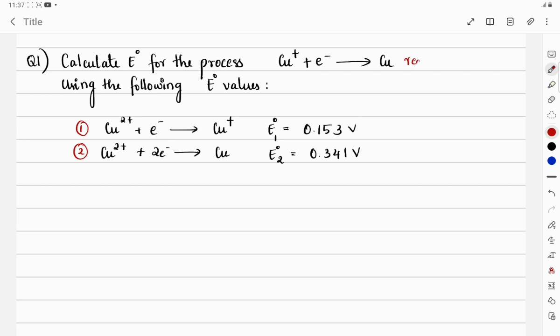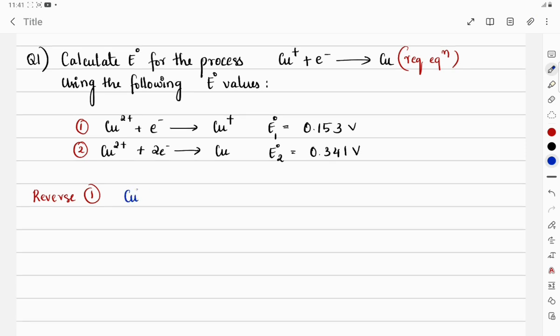This is the required equation. To get the required equation, one thing we found now is that we have to reverse equation 1 because we need Cu plus on the LHS. So if you reverse equation 1, you will get Cu plus on the LHS. So reverse equation 1. Let's try writing that. So we have Cu plus giving Cu2 plus and an electron. And what will be the change in the E0 value? Since we have reversed it, the E0 value should be just the opposite, that means the negative of the given value. That will be minus 0.153 volt.